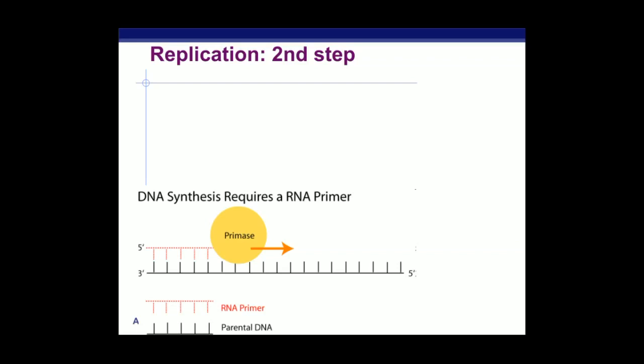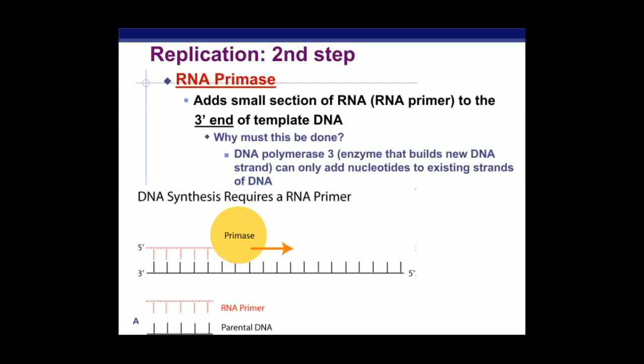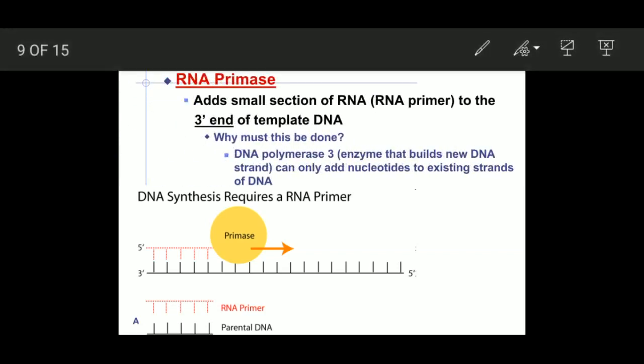Now let's see the second step. In the second step, what happens is the RNA primer is added, which is formed actually by the DNA primase enzyme, right? And this adds a small section of RNA, or RNA primer, to the 3' end of the template DNA. This is very important, guys.